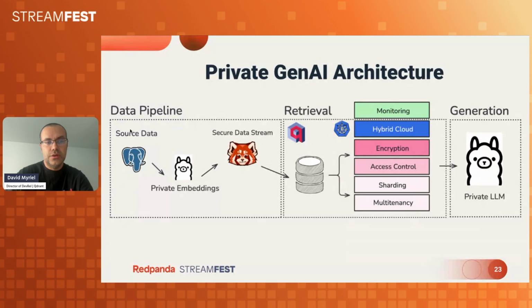You would start with your source collection or your source database. You would use the private embeddings provider, and then you would ingest the data with Red Panda Connect into the database for processing and retrieval. This would then be turned over to the LLM for generation and then for the end user. And that's pretty much it.